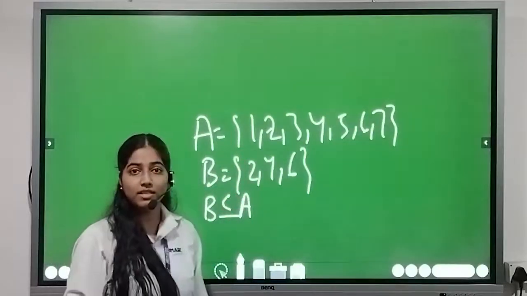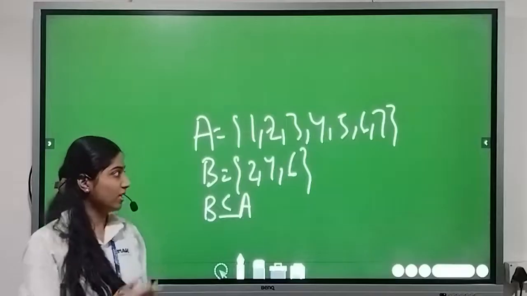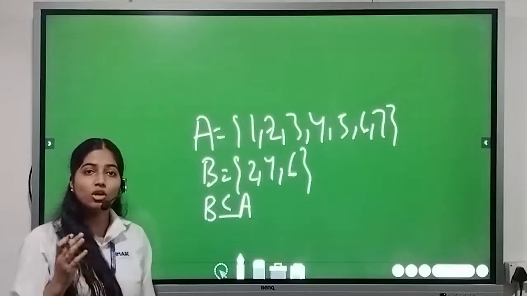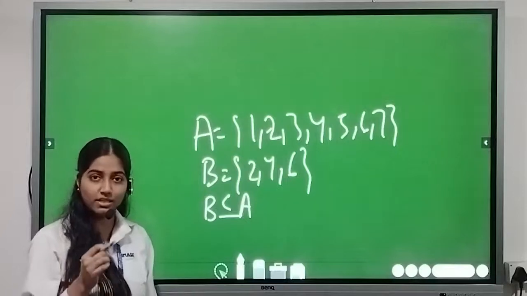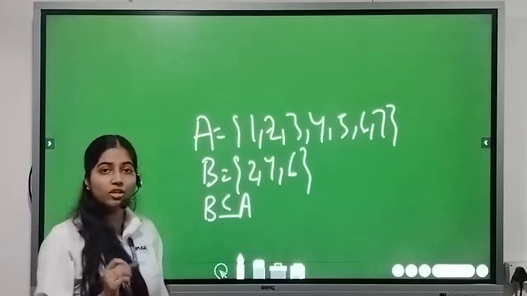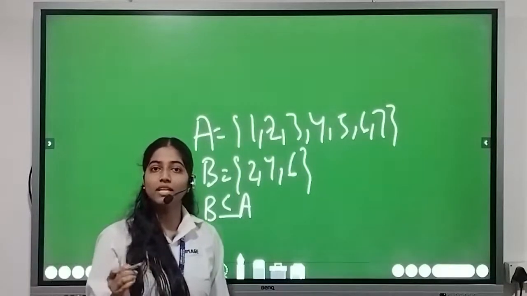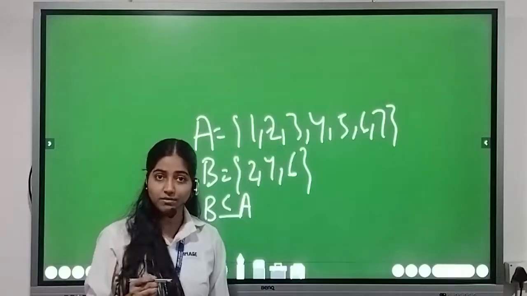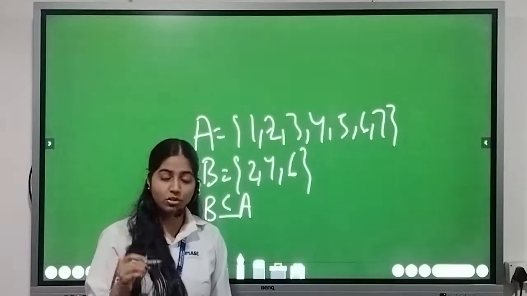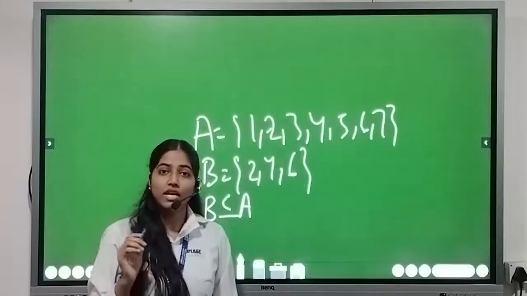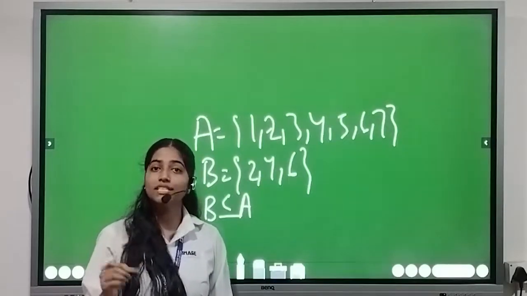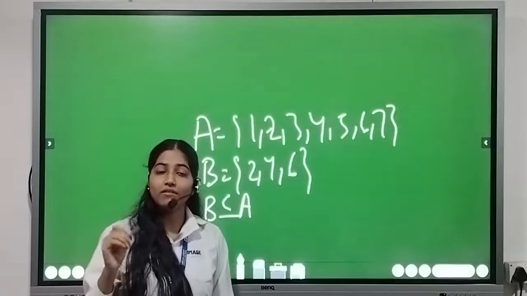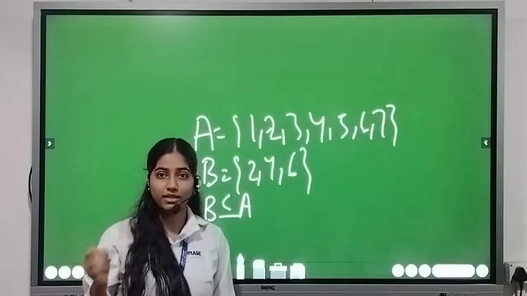Now moving on to proper subset, there is a slight difference between subset and proper subset: all the elements of B lie in set A, but there is at least one element in A which is not present in B. The formula for finding the number of subsets is 2 to the power n, and the formula for finding the number of proper subsets is 2 to the power n minus 1. So it can be noted that every proper subset is also a subset, but every subset is not a proper subset.